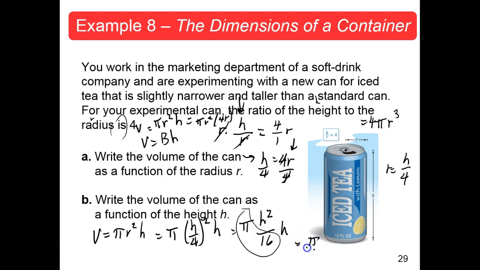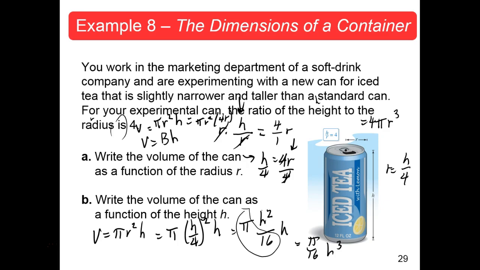That's pi sixteenths times what's left, H to the third power. Perfect. There's the volume as a function of H alone. So here's the volume as a function of R alone, and here's the volume somewhere down there as a function of H alone.